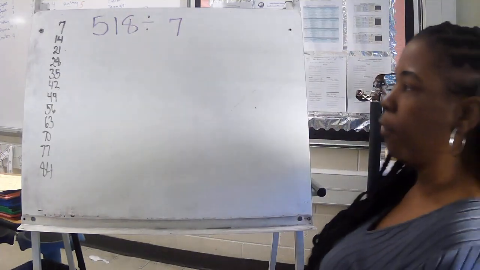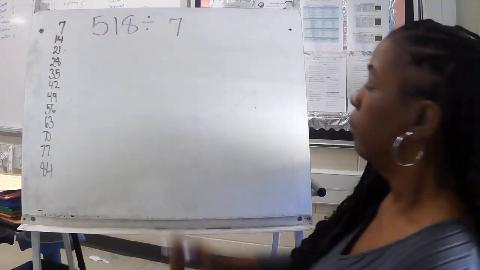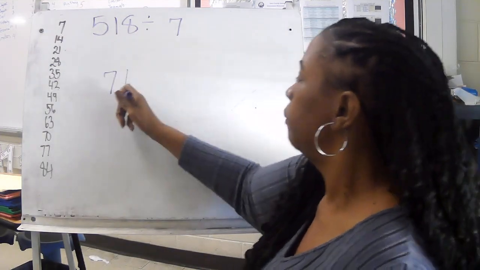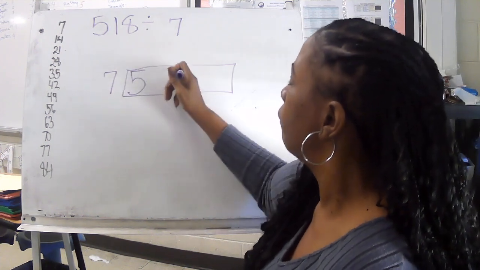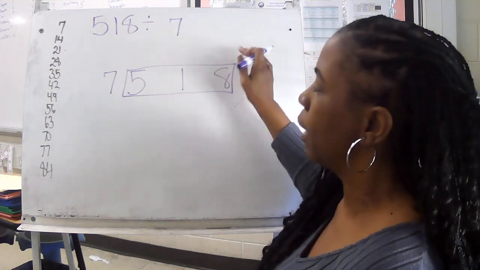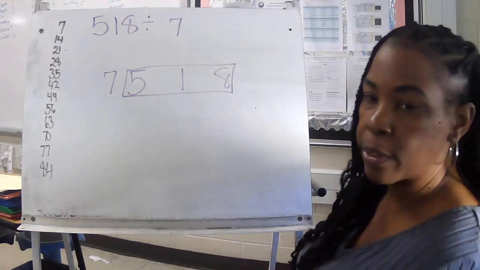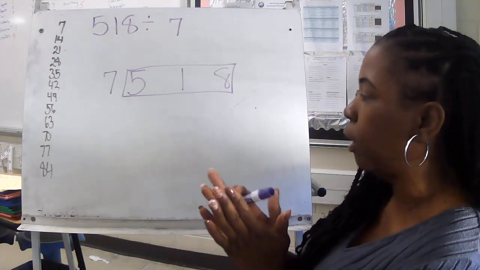Let's do 518 divided by 7. Okay? So we have 7 here. We're dividing by 7, and our dividend is 5. I'm putting that 1 in the middle and 8 here. Make sure they have plenty of room so they see what they're doing. Everything's not squished up. Okay?